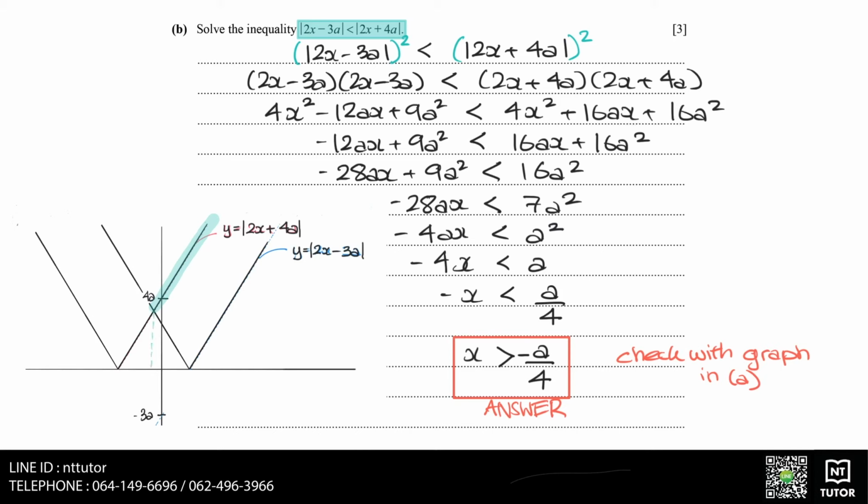So that corresponds to a point on the negative x-axis onwards, right? So at that point and above, and this makes sense because we were looking for a negative number that corresponds to minus a over 4, and it looks like it makes sense. So therefore, our answer should be correct.